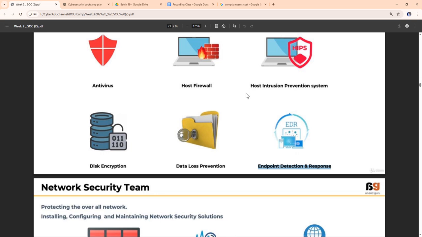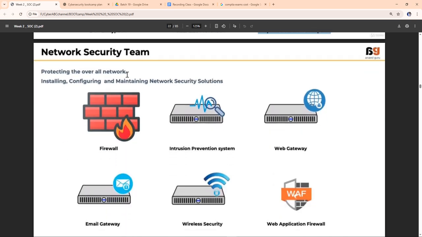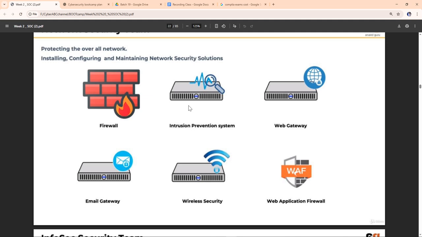So in the network security team, these guys protect the overall network, installing, configuring, and maintaining security solutions. So you see, all these devices are very much needed in what the SOC is all about. By the time we get to how the SOC works, you will find out that these devices being set up are the key things we need to be monitoring to ensure safety.